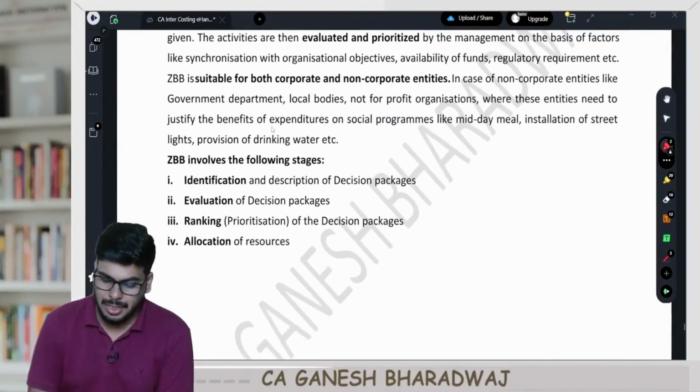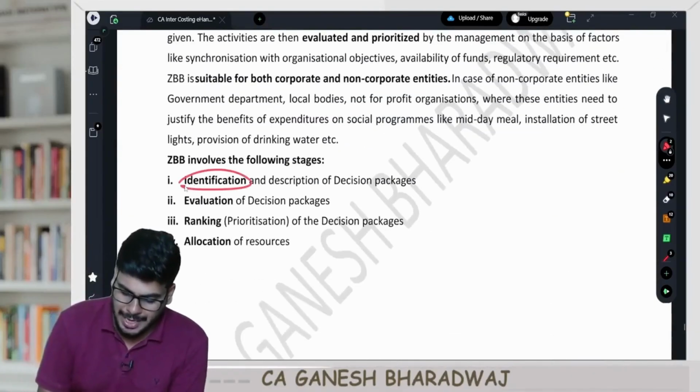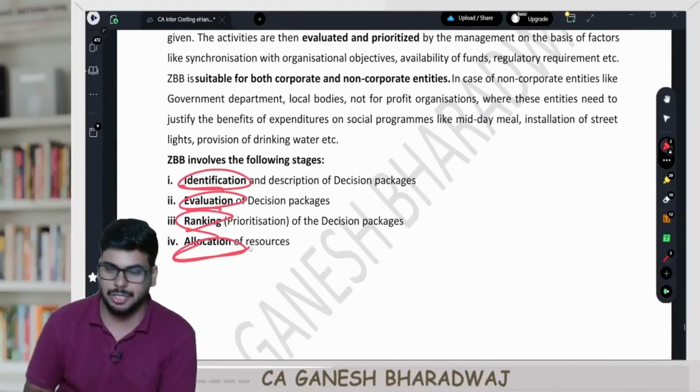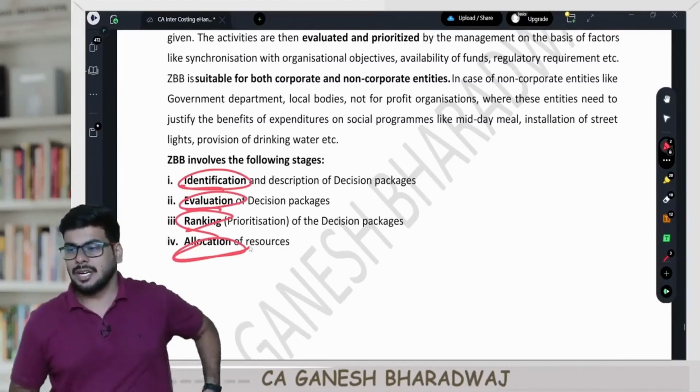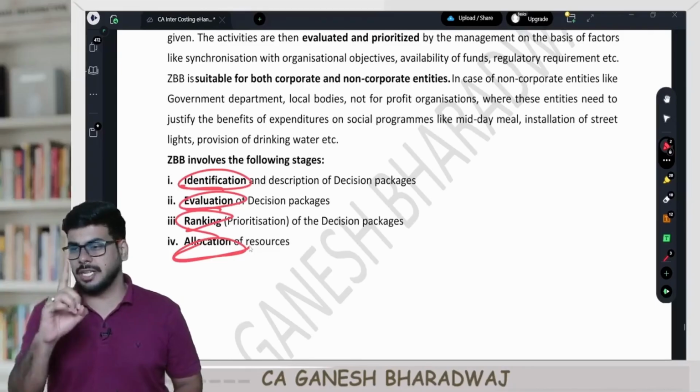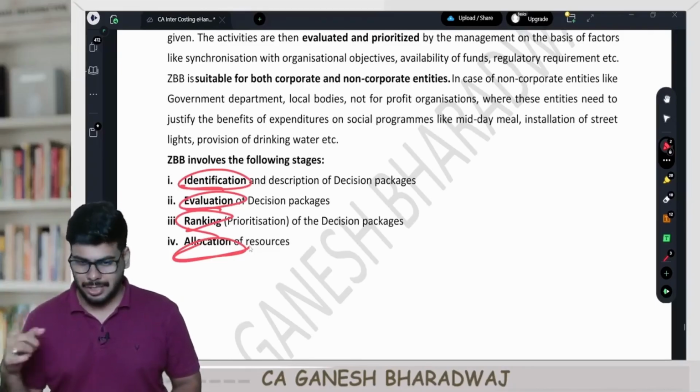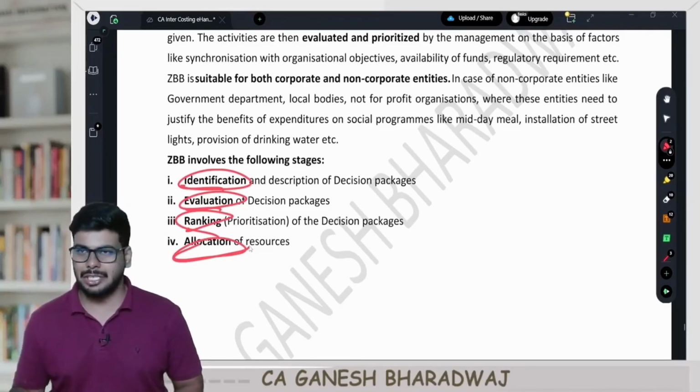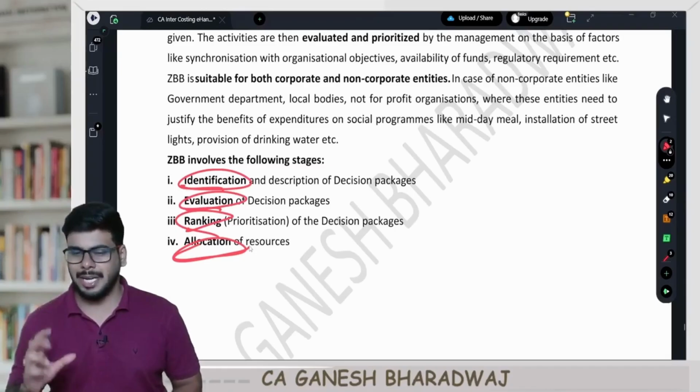Are you clear with this? And the steps involved in zero-based budgeting: identification, evaluation, ranking, and allocation of resources. Are you clear with this, guys? Again, I'm telling you, in case of theory, just go through it once, because generally the last question is your theory question and you have an internal choice also, right? So be careful about that.